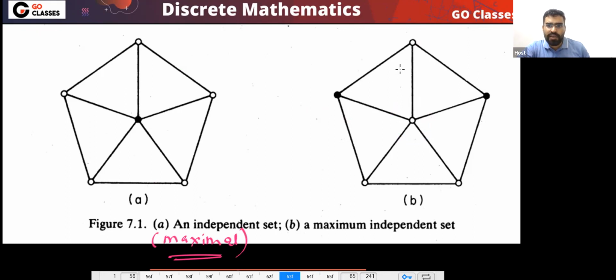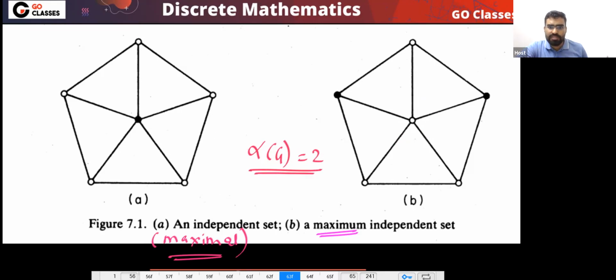Now, if I want to create a maximum independent set, I cannot take this vertex, because if I take this vertex, I cannot take anything else. So this vertex is out of the picture. This vertex is gone. From the remaining vertices, you can take only 2 vertices. Yes or no? So this is the maximum independent set. So for this graph, what is the alpha of G? That is 2. Alpha of G is 2.